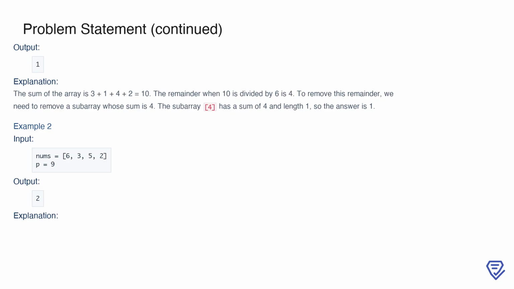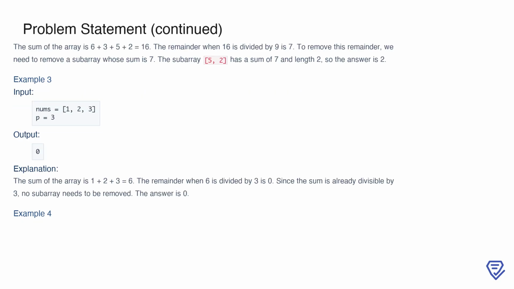In the second example, nums is 6, 3, 5, 2, and p is 9. The sum of the array is 6 plus 3 plus 5 plus 2, which equals 16. Dividing 16 by 9 leaves a remainder of 7. To address this, we need to remove a subarray whose sum equals 7. The subarray, 5, 2, satisfies this requirement, and its length is 2. Thus, the answer for this case is 2.